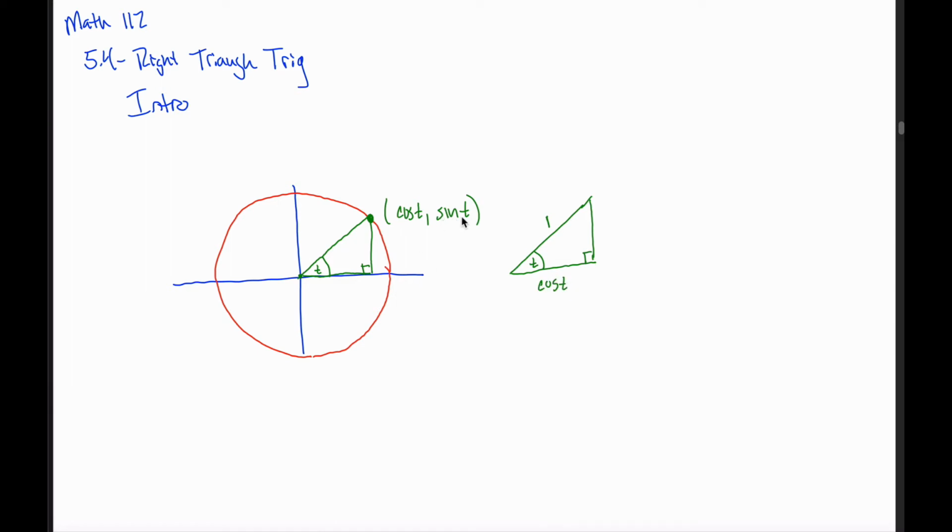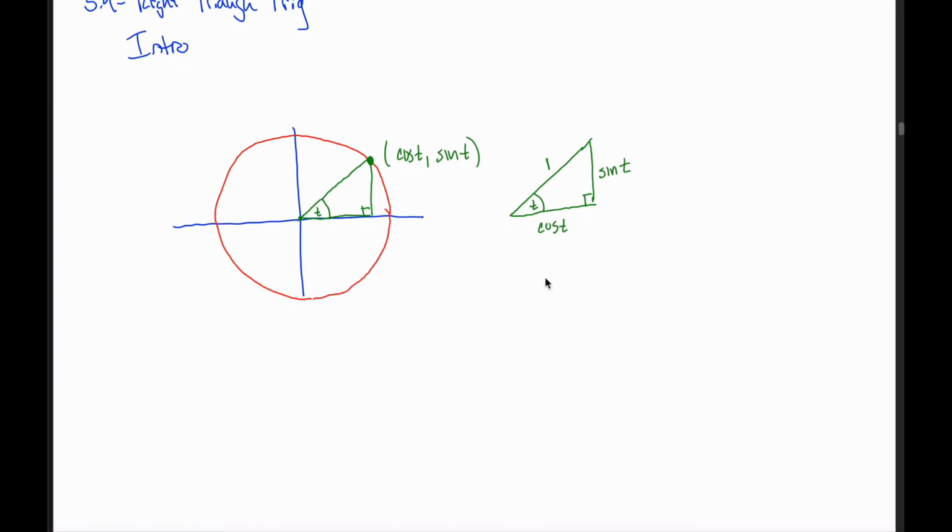And similarly, since the y-coordinate here is just the height of this point, and the height corresponds with the length of this leg of the triangle, I could say that this leg of the triangle has a length equal to the sine of t. What I'm saying is, if you're lucky enough to have a triangle whose hypotenuse is exactly 1, and you know this angle right here, then you can figure out the length of this side and the length of this side.